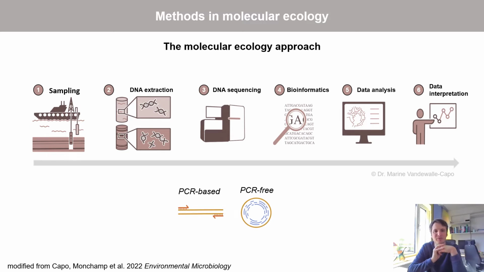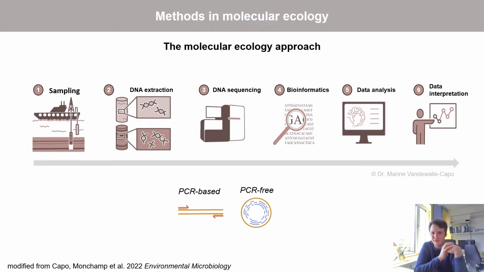Extracting the DNA from a specific environmental sample, you can apply two different methods to it. One is based on PCR amplification, and I will describe what it is, and the other one is PCR-free. So this is basically sequencing all the DNA fragments you can find in a specific 1 liter water sample, for example.